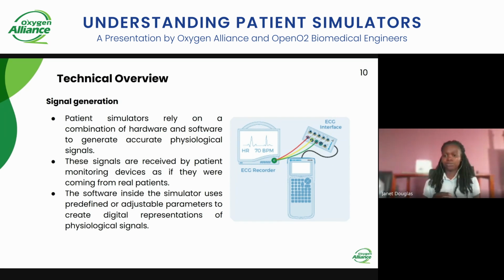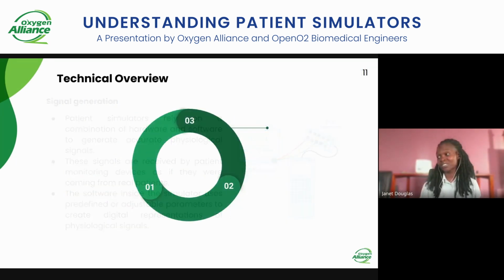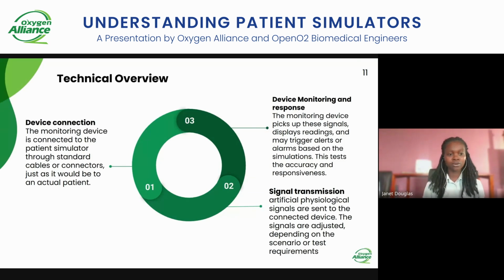For example, if you want to test the functionality of your device, let's say the patient monitor, you're trying to check if it's able to read the heart rate of the patient at 70 beats per minute. You can set 70 beats per minute in your simulator, and then check if it also shows on the monitor itself. So these are the things that you would actually see. And then to go into details, the first thing that you do is to connect your simulator to your monitoring device.